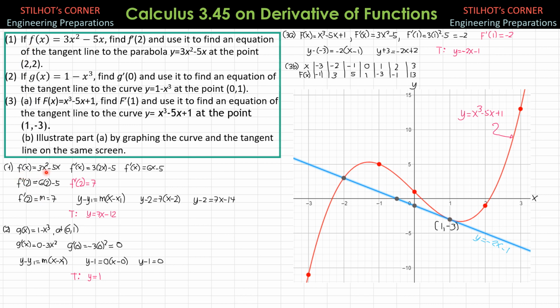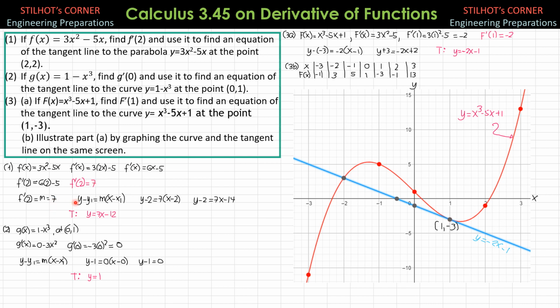f of x is 3x squared minus 5x. So f prime of x, the derivative, is 3 times the derivative of x squared, 2x, then minus 5. So f prime of x is 6x minus 5. When x is 2, f prime of 2 is 6 times 2 minus 5. So f prime of 2 is 7. 12 minus 5 is 7. So the slope of the tangent line is 7.